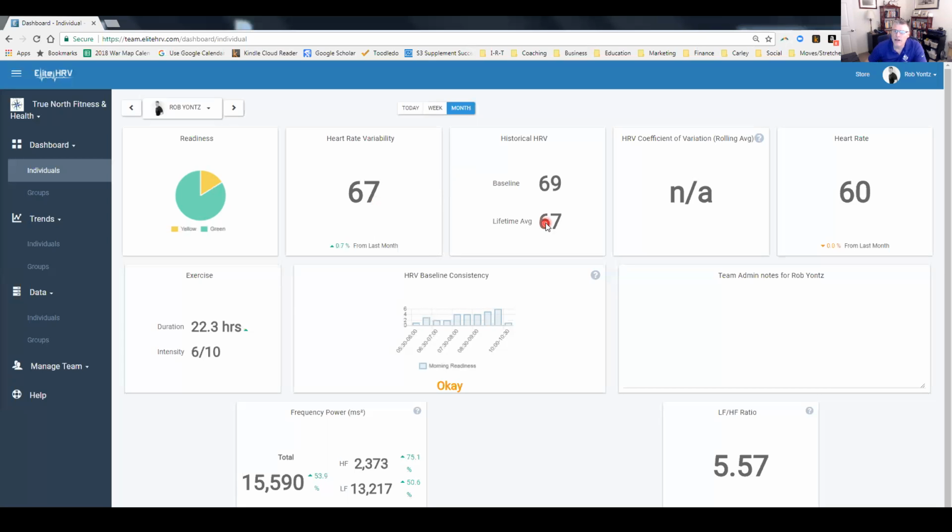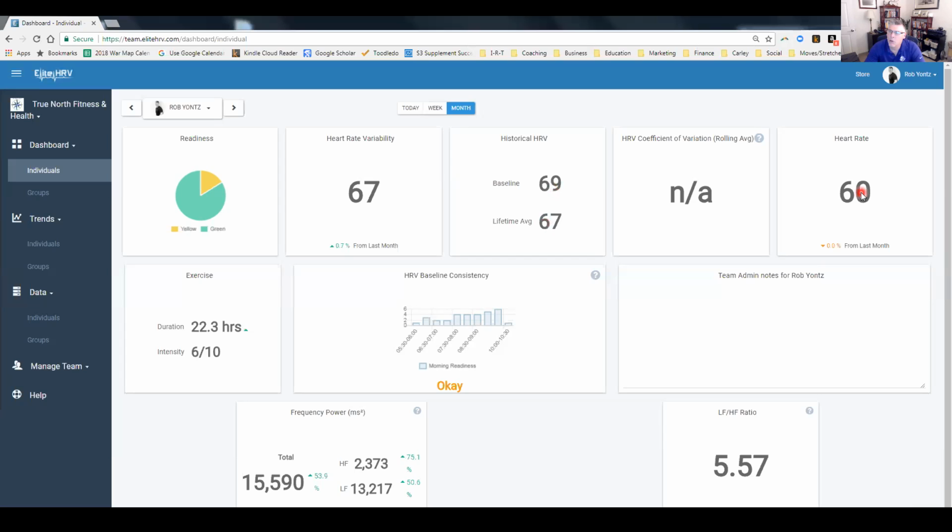My baseline over the last 7 days is 69. So I'm coming back up a little bit. Hopefully, I hope that continues. I'd love to see my lifetime average go over 70. Average heart rate is 60, a little bit high for me. It should be lower, preferentially by, I don't know, 5 points. 60 is still good and healthy.